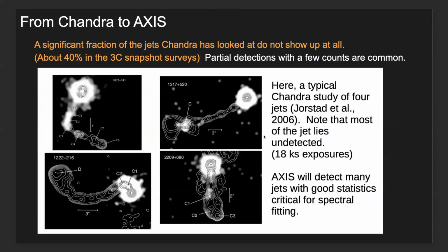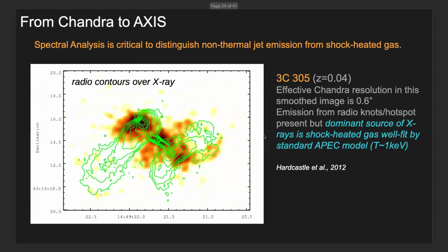A lot of jets are just not detected in most of their extent. So we see the radio contours, and yes, we've detected the jet. We've got 5 photons associated with maybe one part of the jet, but the rest of it's not detected. We can't do anything with that, just have upper limits. So really important last point I'll make is that spectral analysis is important not just for understanding the jet, but also to make sure we're not confusing ourselves about what we're seeing.